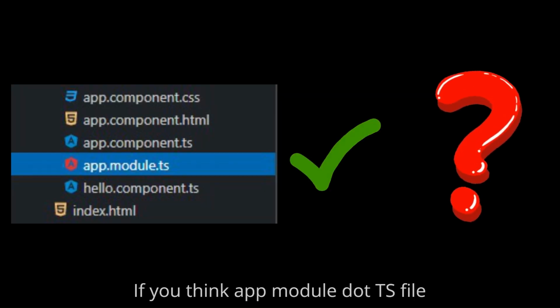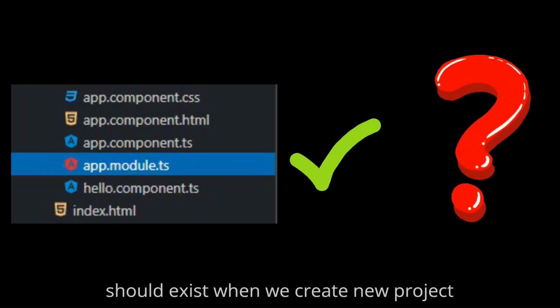If you think the Appmodule.ts file should exist when we create a new project, then what will I do?